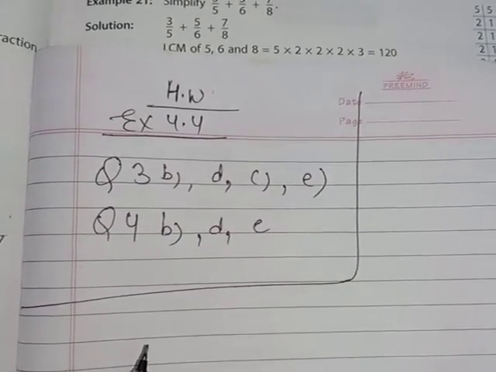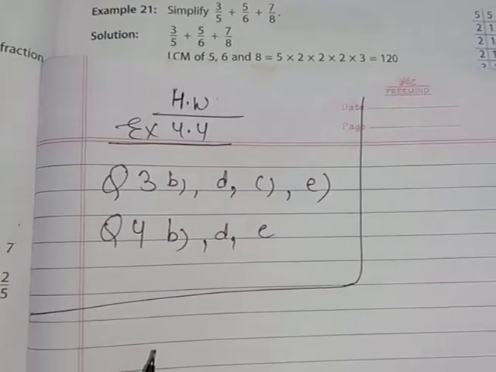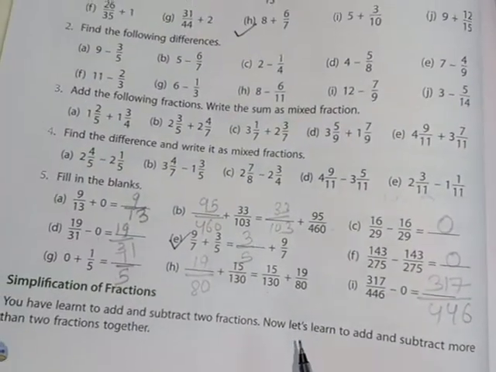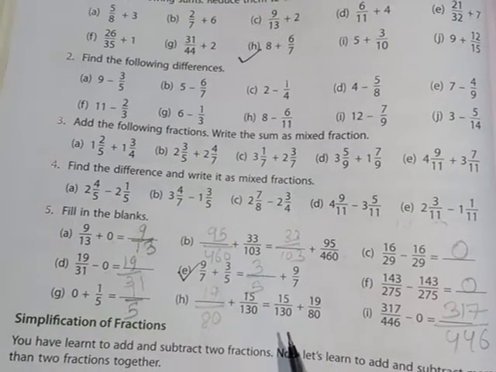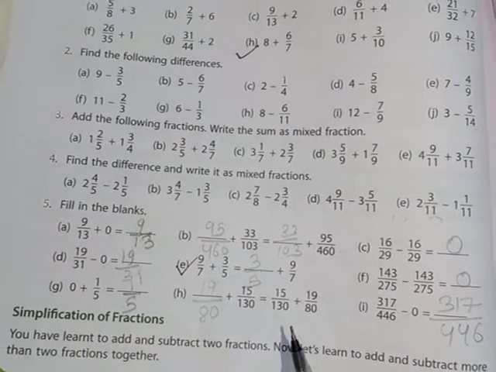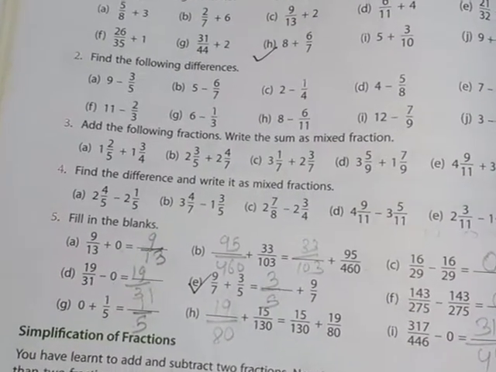Question 3, B, D, C and E. Question 4, B, D and E. Question 5, all the questions we discussed in the class itself, so no homework is given in this question. One question each from 3 and 4 I'll explain to you. The remaining you can do on your own.